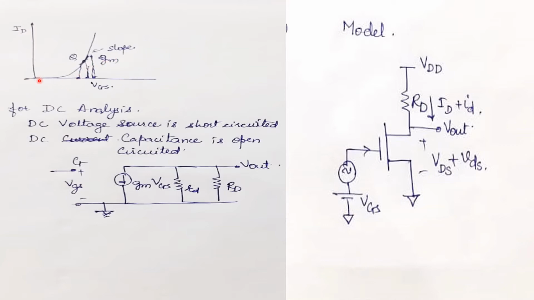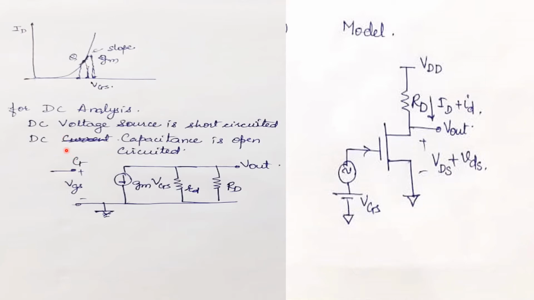Just a conclusion. This is an input characteristic and this is an output characteristic. ID versus VGS is the input characteristic, which shows the variation of drain current with reference to the input voltage. Whatever slope is measured here is GM, and this is the Q point. Your VGS is varying in the negative direction as well as in the positive direction.